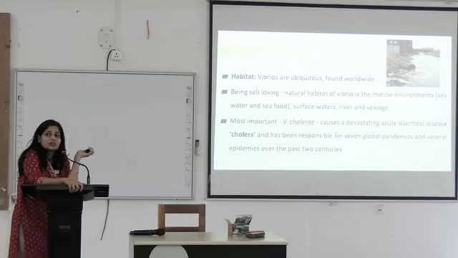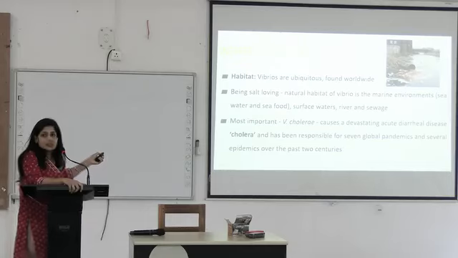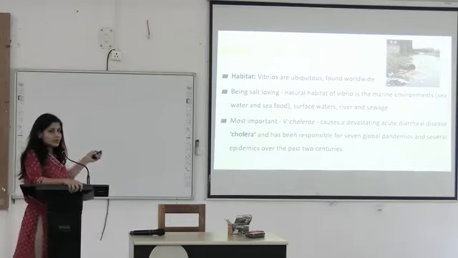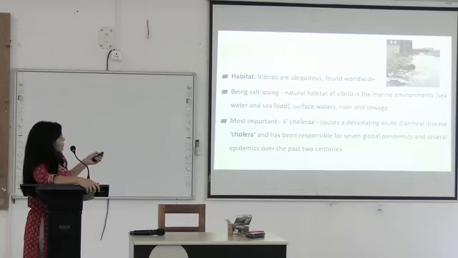They are found in what? Mostly, whatever epidemics and pandemics have occurred, they are because of sewage drawn into rivers and their affinity towards saline water. So, what is the habitat of vibrios? They are found in marine environments, sea waters, seafood, surface waters, rivers and sewages.